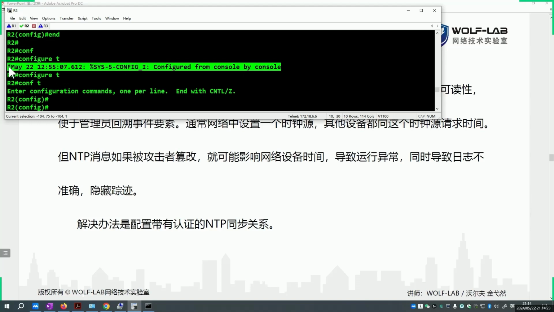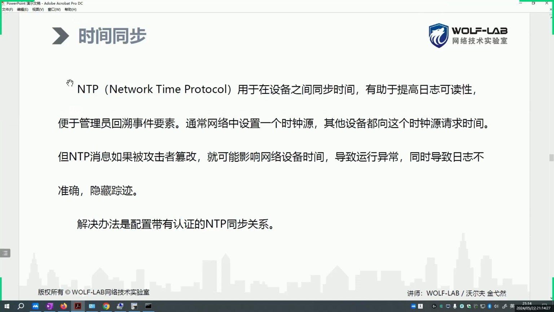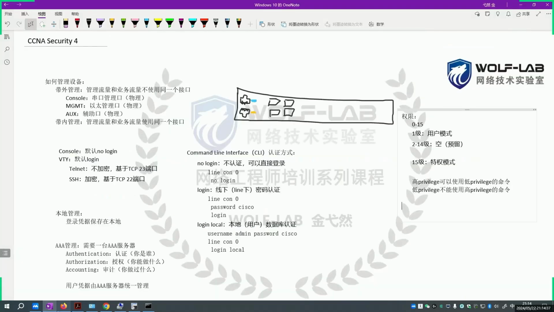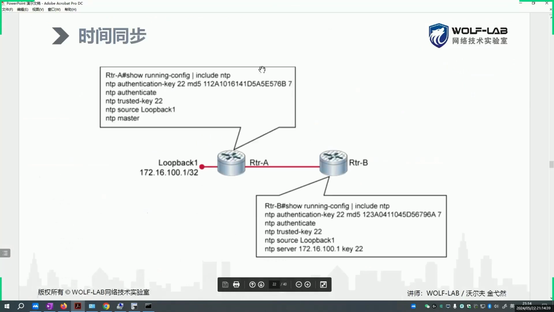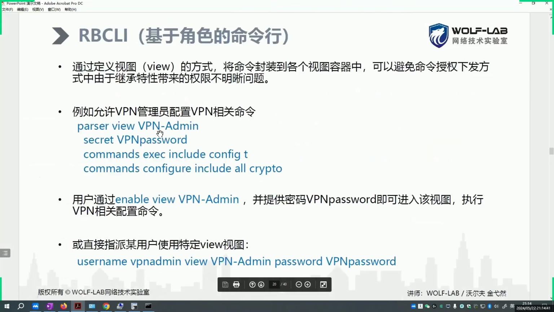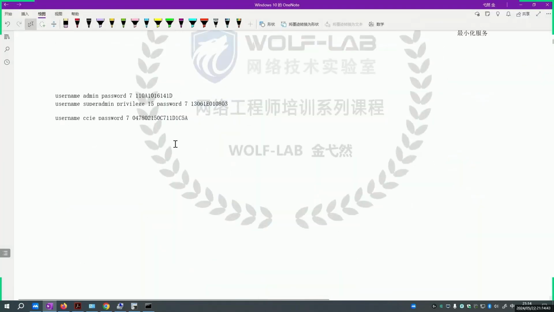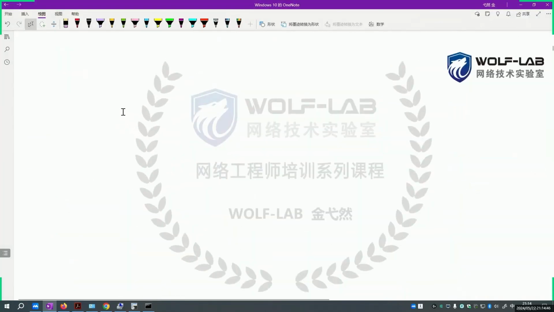Here, our network devices also need to synchronize time, and of course, the synchronization of time is through the NTP protocol. The NTP protocol works like this. It has levels from 1 to 15, and level 16 means unsynchronized. From 1 to 15, the smaller the number, the more precise.